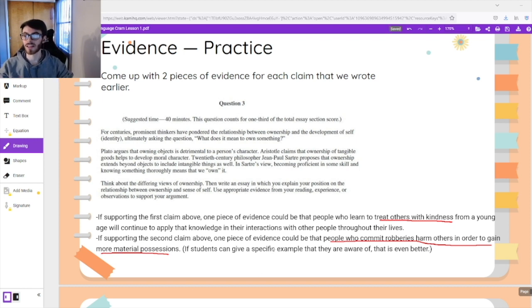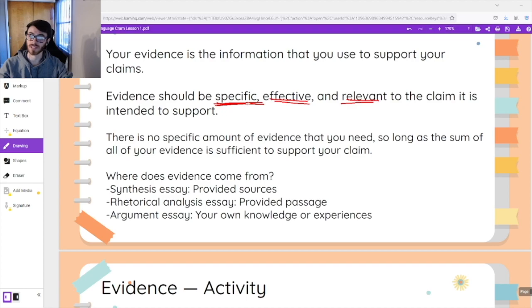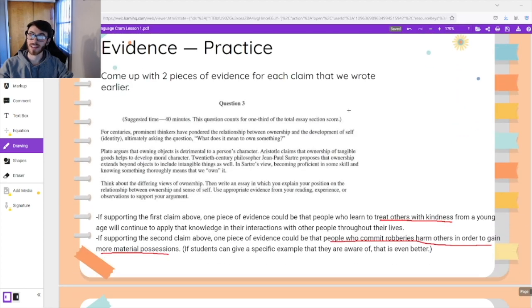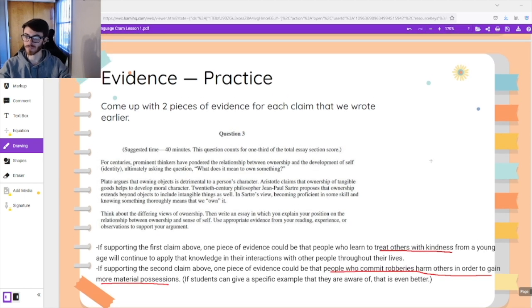If you could give a specific example of a robbery that you know of that was committed in order to gain more material possessions, or maybe some famous historical example, right? That would be even stronger evidence because it's even more specific. For example, back to that Boss Tweed example, that would be stronger evidence than just simply saying that it can lead to political corruption. Giving a specific example of political corruption is even better.